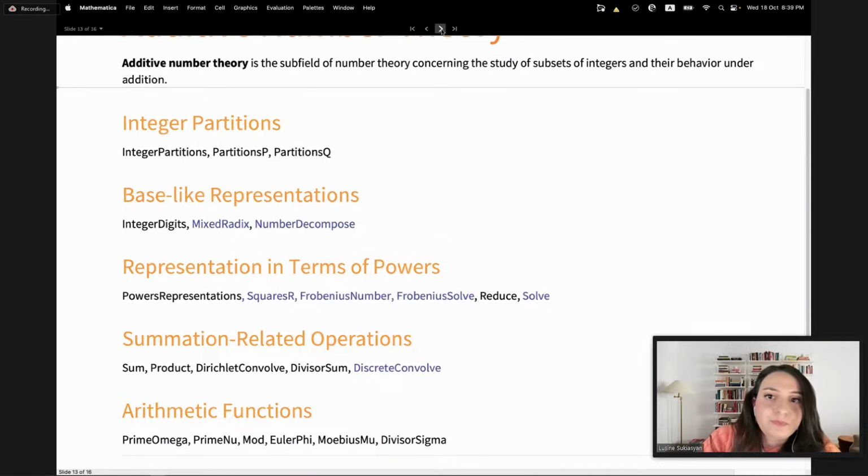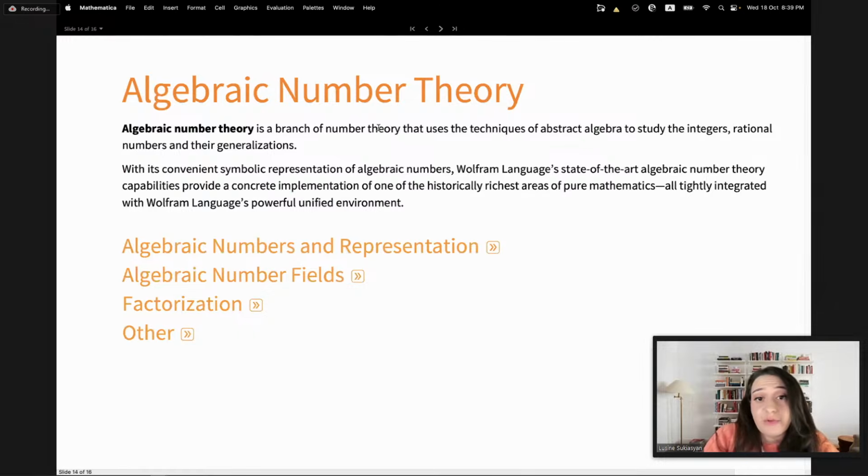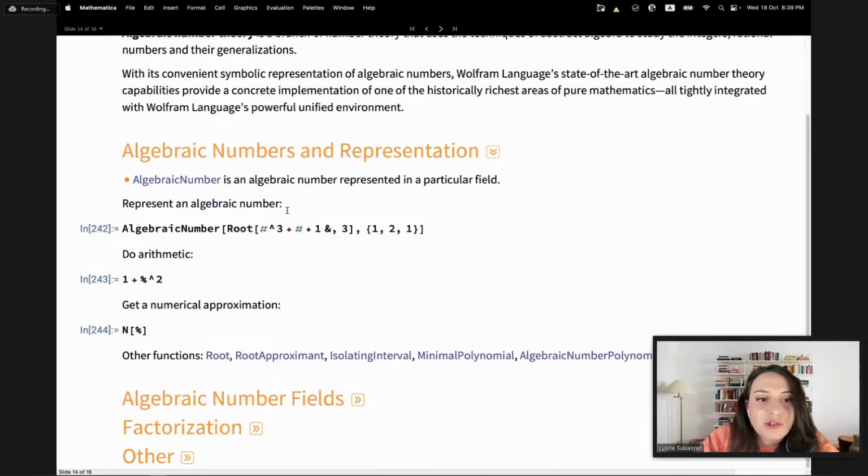Okay, algebraic number theory is another category in number theory. It's a branch in number theory, actually, that uses the techniques of abstract algebra to study the integers, rational numbers, and their generalizations. Here, the functions are grouped in these categories: algebraic numbers and representation.